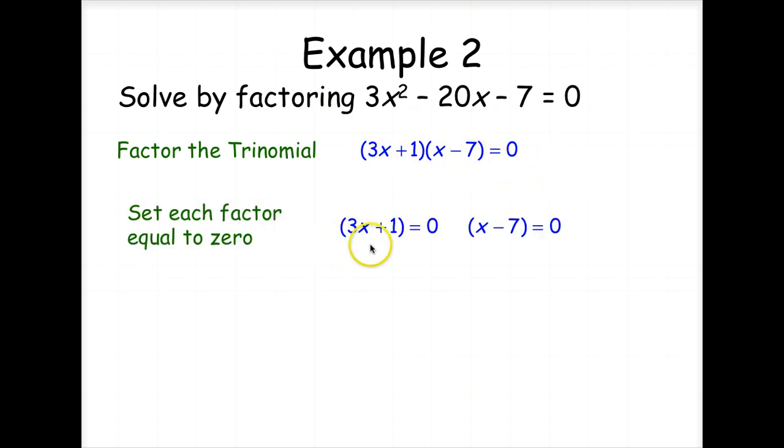Set each of those equal to 0. Now we simply solve for x. We subtract 1 from both sides, then divide both sides by 3. And on this one, we simply add 7 to both sides.